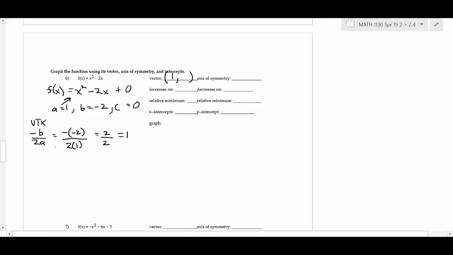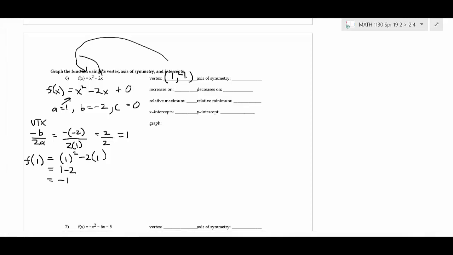All right, and then what we've got to do is find the y value. So the y value, you do f of 1. You're just taking the 1 and plugging it into your function. So you just do 1 squared minus 2 times 1. That'll give you the y value. So that looks like 1 minus 2, so that's negative 1. That's the key thing on a parabola, to get the vertex. And that's going to be a max or a min, depending on whether the parabola opens up or down.